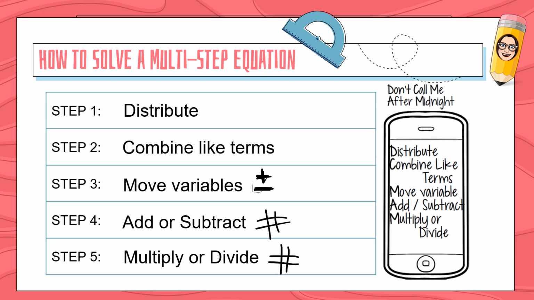Okay. Now, off to the right there, I put it on my notes. You can see this little acronym. I don't know, it just works sometimes. That silly little saying is, don't call me after midnight. D-C-M-A-M. D stands for distribute, C stands for combine, M stands for move, A stands for add, subtract. The last M is multiply or divide. So if you're someone who does well with little tricks and ways to remember, don't call me after midnight is one of those.